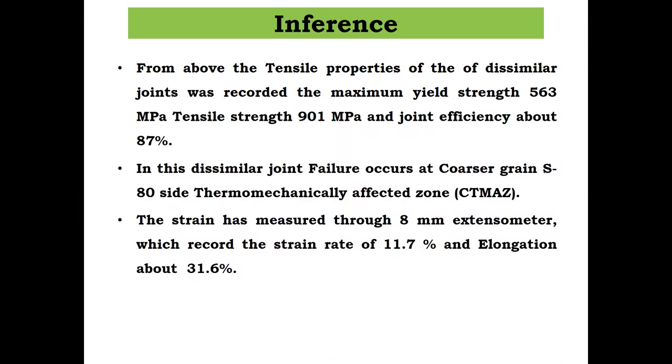From the above, the tensile properties of the dissimilar joint recorded a maximum yield strength of 563 megapascal, tensile strength of about 901 megapascal, and joint efficiency of about 87%. In this dissimilar joint, failure occurs at the coarser grain S80 side, thermomechanically affected zone. The strain was measured through an 8 mm extensometer, which recorded a strain of 11.7% and elongation of about 31.6%.